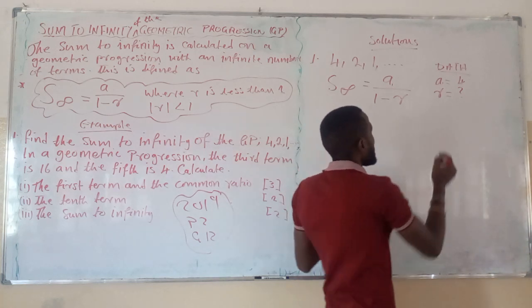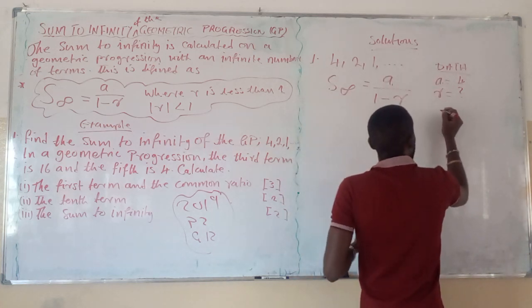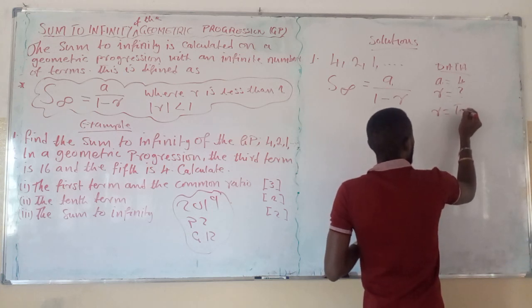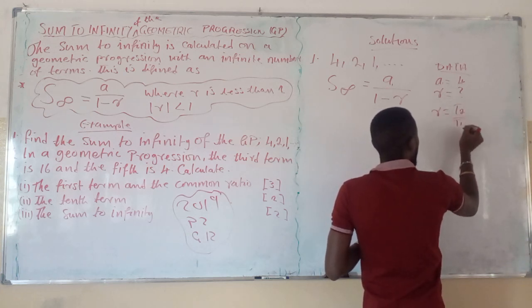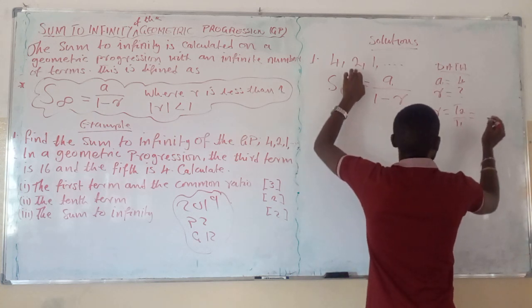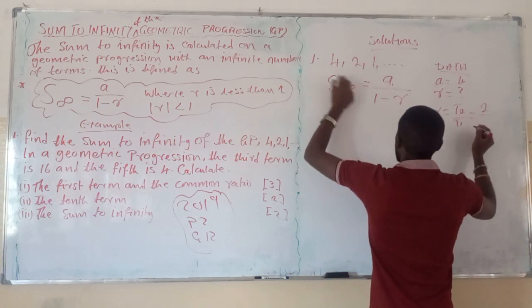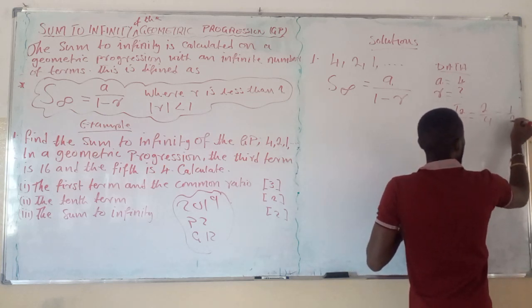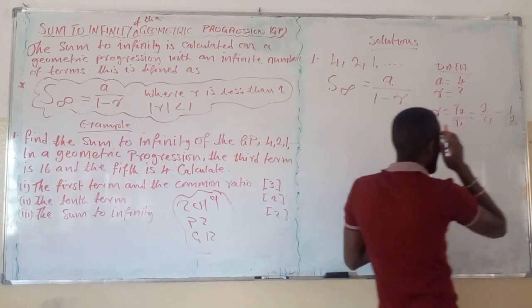How do I find the common ratio? By simply using the formula. Common ratio is equal to term 2 divided by term 1. So what is my term 2? My term 2 is 2. My term 1 is 4. What will be my final answer? 1 over 2. That is the common ratio, which is 0.5.